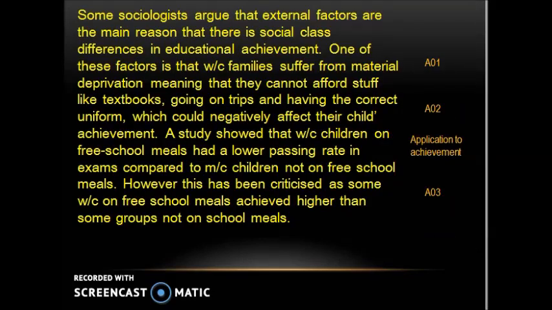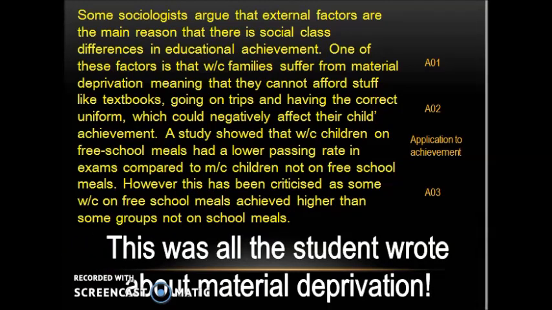This is a typical paragraph in a class and achievement answer. The student makes the point right up here, which is about material deprivation, gives a brief explanation of what material deprivation is, they can't afford stuff like textbooks, links it to achievement, could negatively affect the child's achievement, and then gives a little bit of an evaluation point to finish.